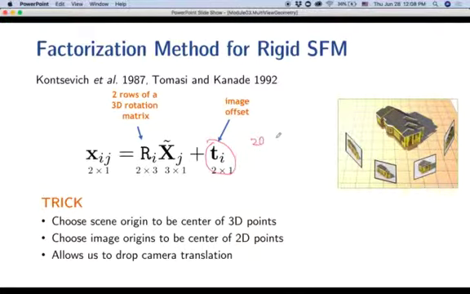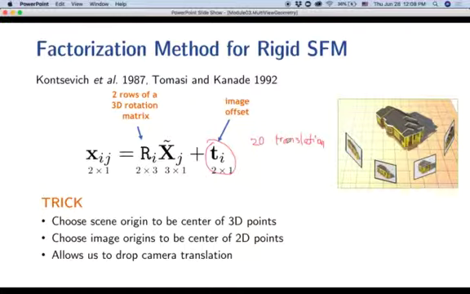Now this image translation does not tell you anything about 3D because it's an orthographic camera. So it does not contain any information about the problem that I want to solve. So it's just an unnecessary nuisance here. I'm just going to get rid of it. And how do I argue that I can get rid of it? I say, well, I'm after computing structure, so I can choose the coordinate system that I want.